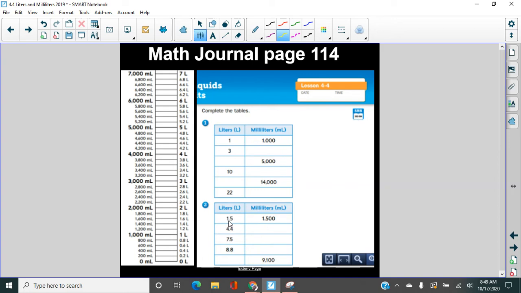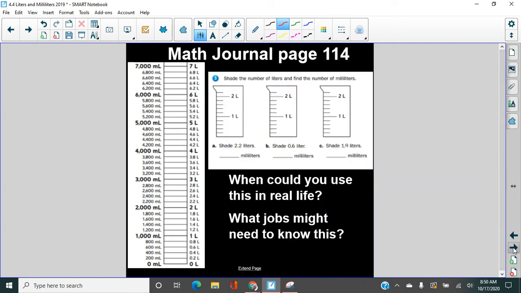Well, let's look. So 1.5 was 1,500 because the 1 liter was 1,000 and 5/10 was 500. So 8.8 is going to be 8,000. Let's try to write it in that little box there. 8,000, and then this 0.8, this 8/10, see right here, is worth 800. 8,800. Okay, so you'll work on the other ones. Let's look over here at these types. Number 3: shade the number of liters and find the number of milliliters.